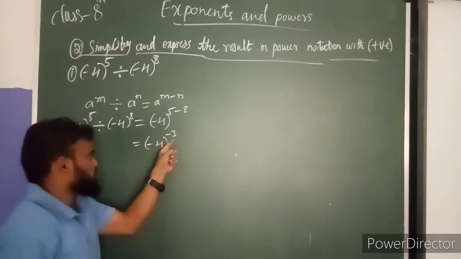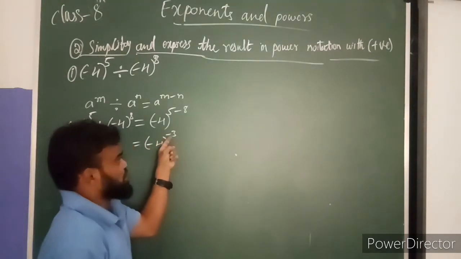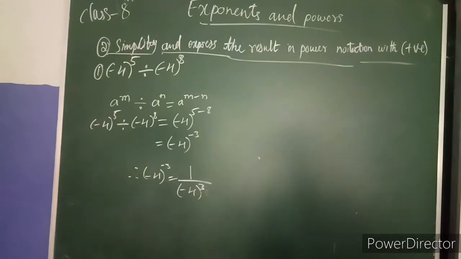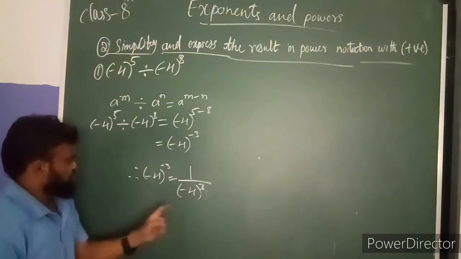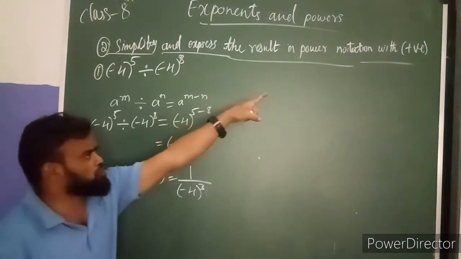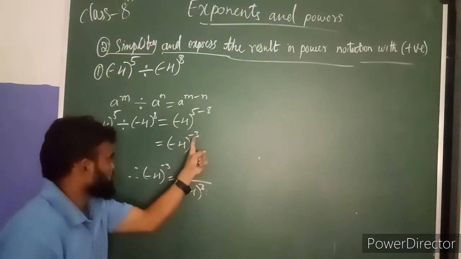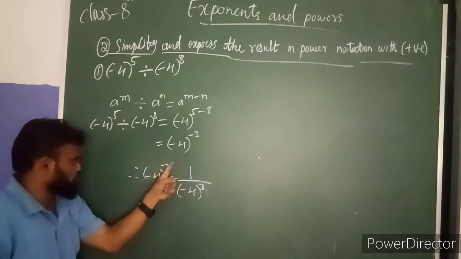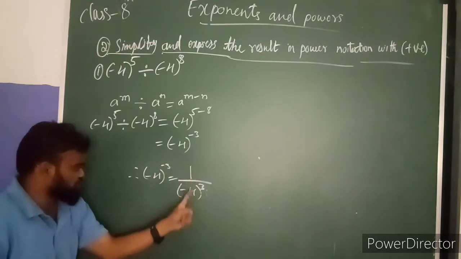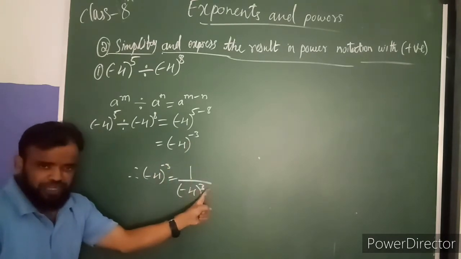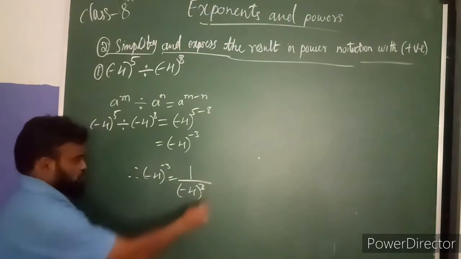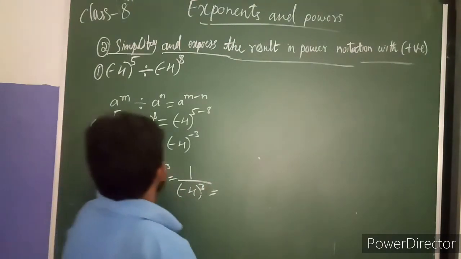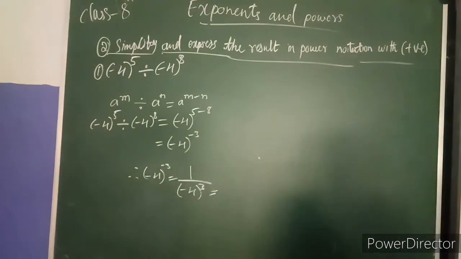The power here has a minus sign, and we need the power positive. This is negative, so we get it as a fraction, and the sign of the power will change: minus 4 to the power of plus 3. This is the change of power. Okay, that was the first one.